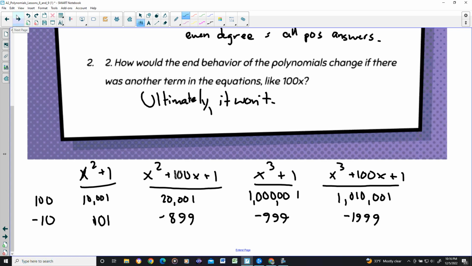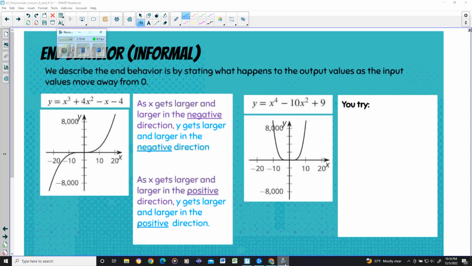Okay, let's continue. All right, so here is some of the summary from what we just did. As x gets larger and larger in the negative direction, y gets larger and larger in the negative direction. And the reason for it is because when you cube, or take the third power, of a negative number, you get very large negatives.